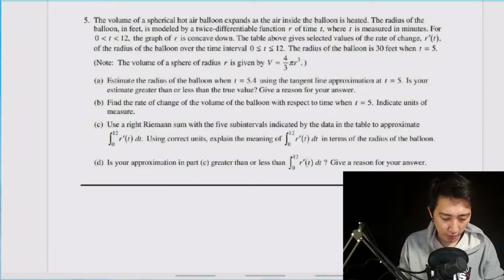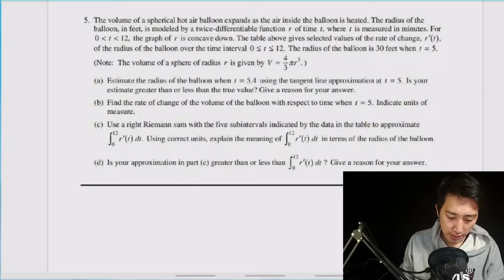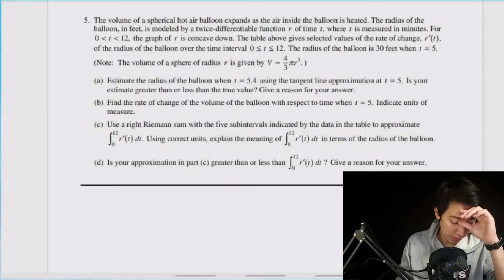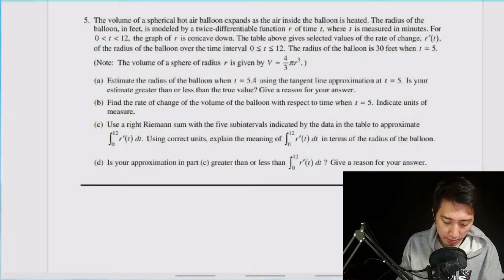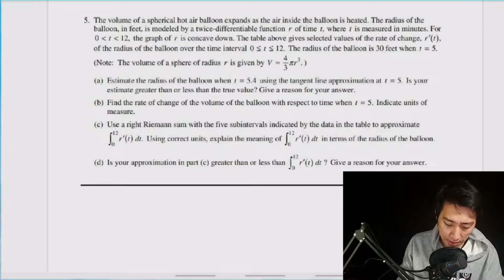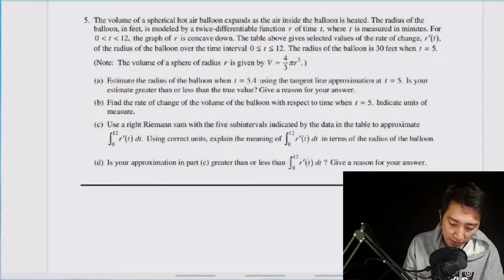It says: the volume of a spherical hot air balloon expands inside the air, yada yada yada. So basically, we have a balloon that's increasing. Then it says estimate the radius of the balloon when t is equal to 5.4 using tangent line approximation. So we're going to need to make a tangent line. And is your estimate greater or less than the actual value? So basically, we need to find what r of 5 is.